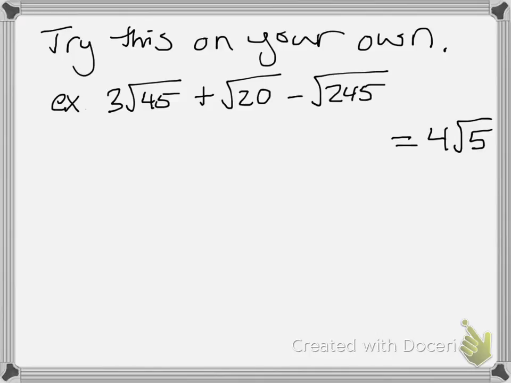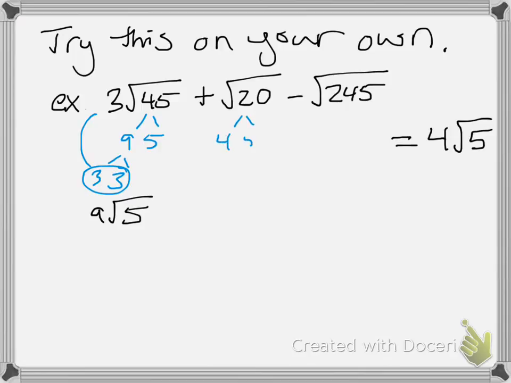First, let's simplify the square root of 45. 45 breaks apart to 9 and 5. 9 breaks apart to 3 and 3. The pair of 3's multiplies times the 3 on the outside, and you get 9 square root of 5. Now let's simplify the square root of 20. 20 breaks apart to 4 and 5. 4 breaks apart to 2 and 2. The pair of 2's comes to the outside, and you have 5 left over, so that is plus 2 square root of 5.